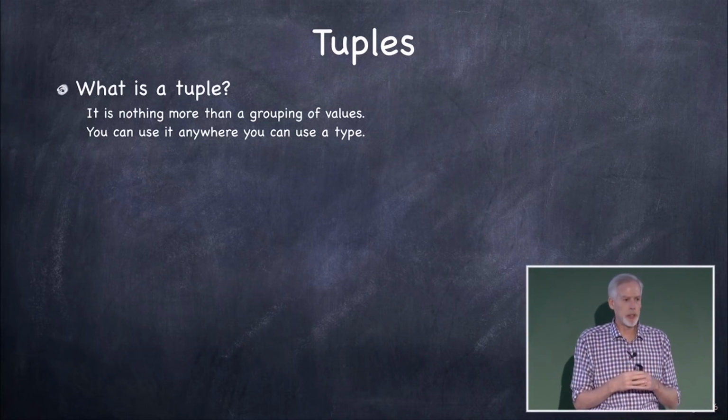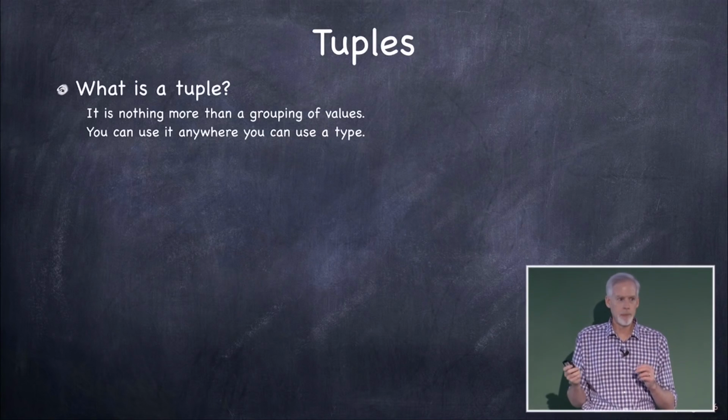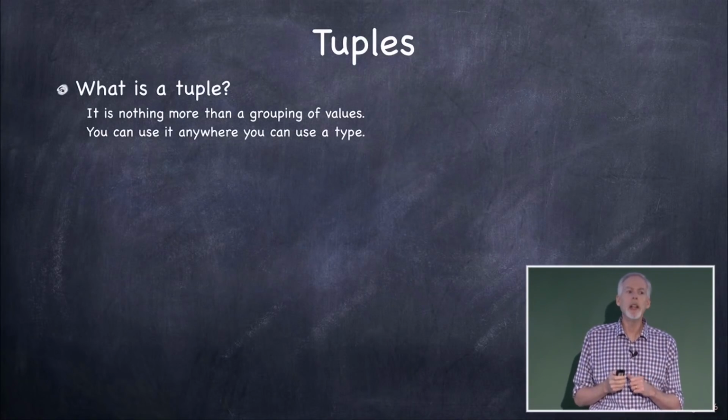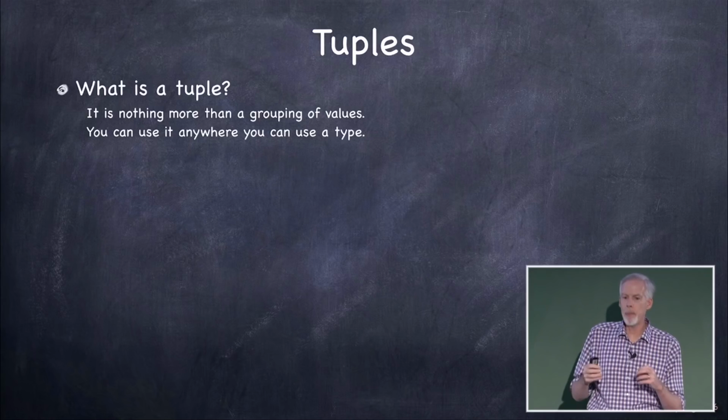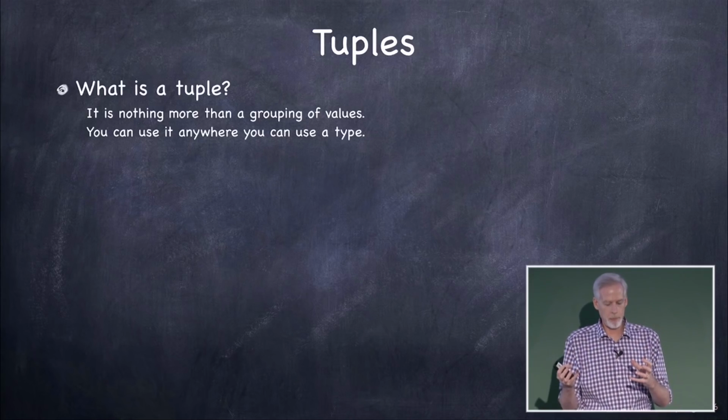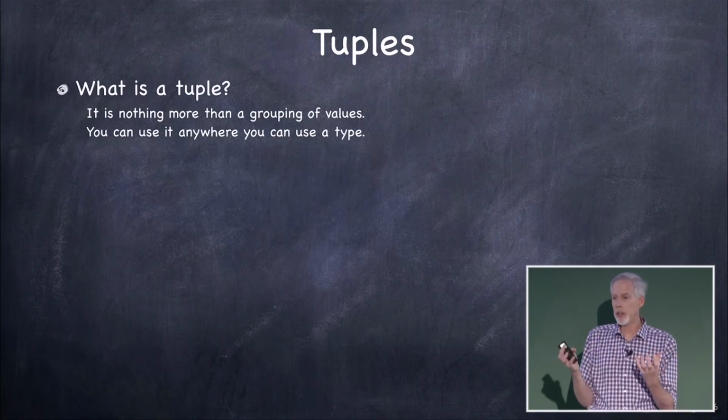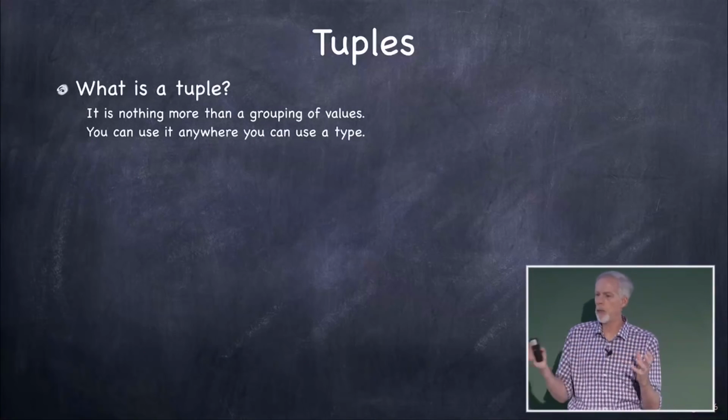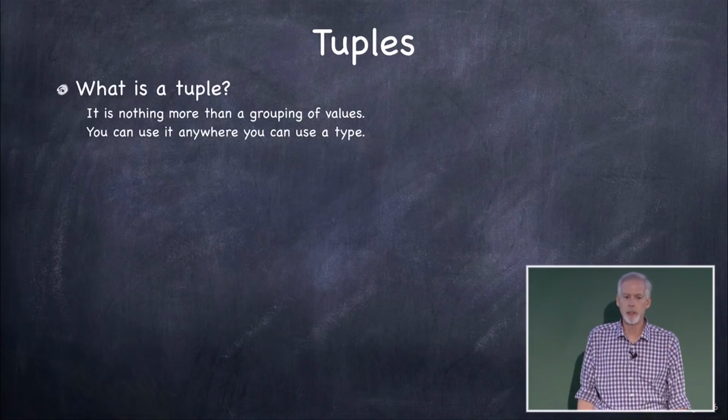All right, so let's talk about another thing, tuples. Tuples are a type, okay? In Swift, they're really, really cool. They're basically a way to build a type out of other types by grouping them. And you can use it anywhere you can use a type. A tuple can be used anywhere types are valid.